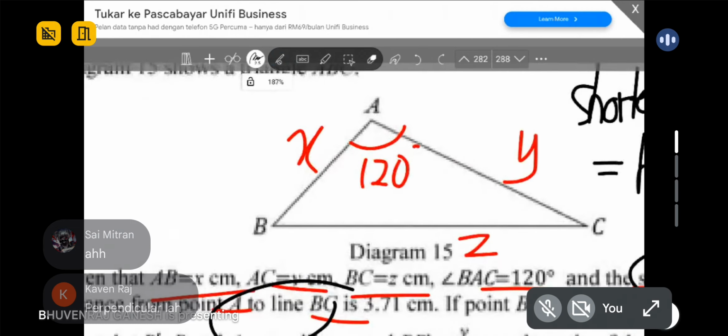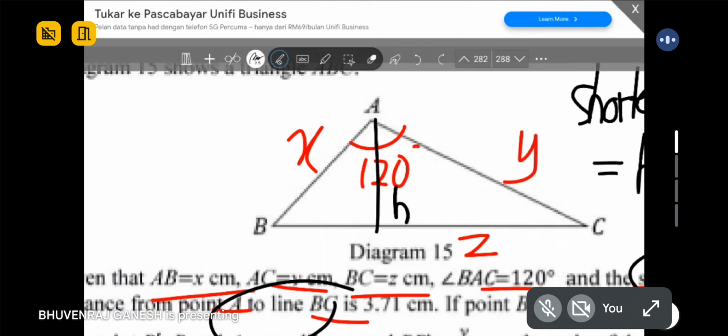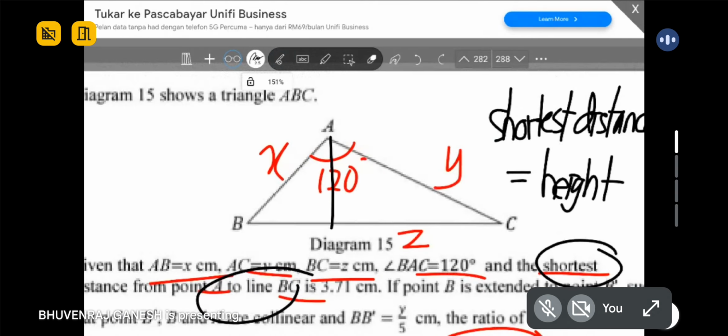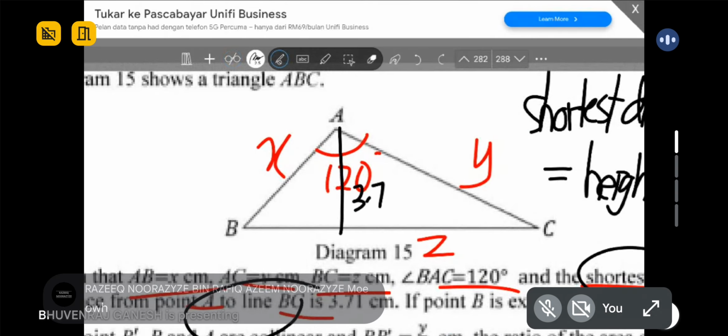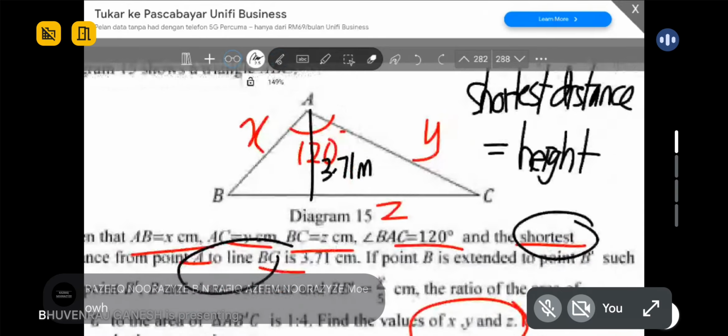Okay, so jarak terpendek kat mana guys? Kat sini lah. Cuba nampak. So this is your height, right? Ketinggian. Am I right? Because BC is horizontal, mendatar. So that is your height. Okay, and the value is 3.71 meter. So you guys got a lot of information already.